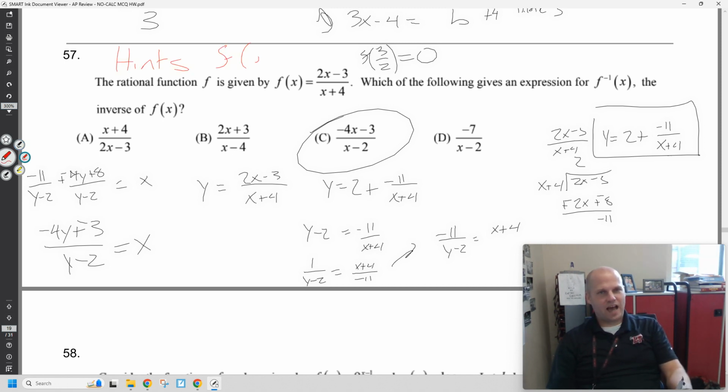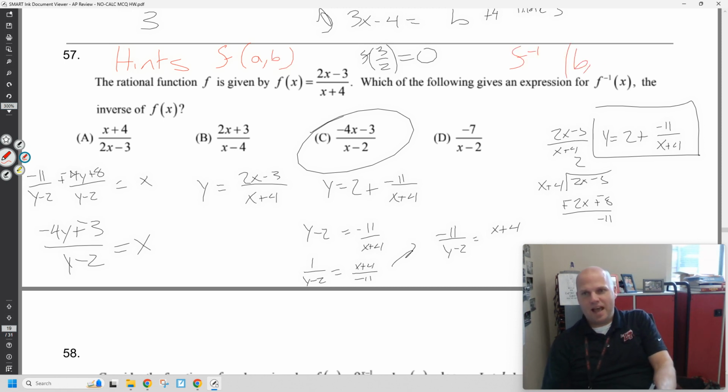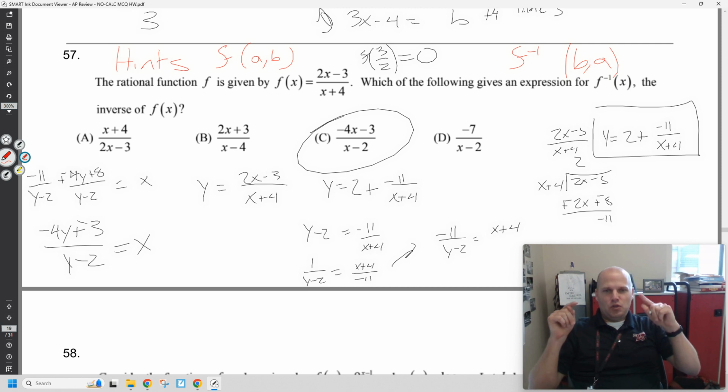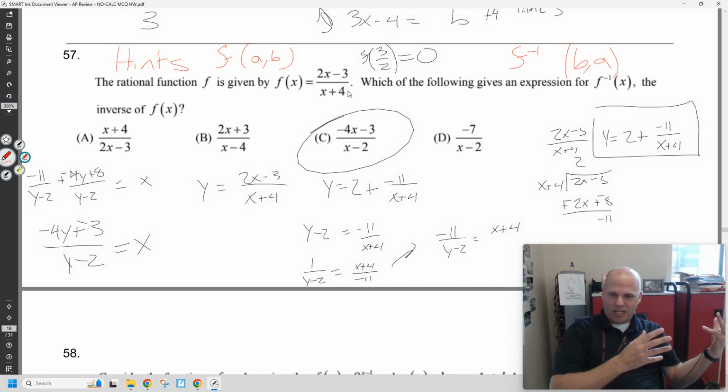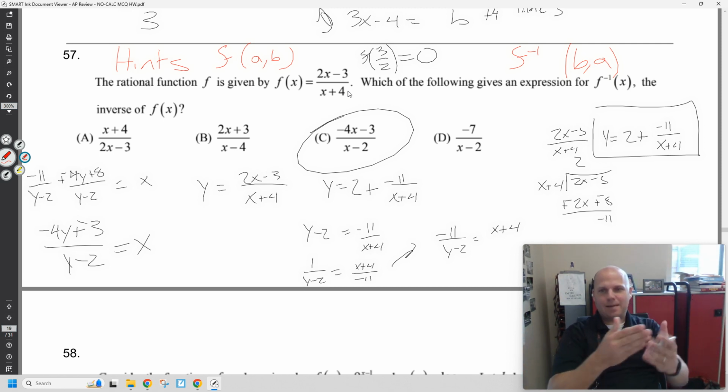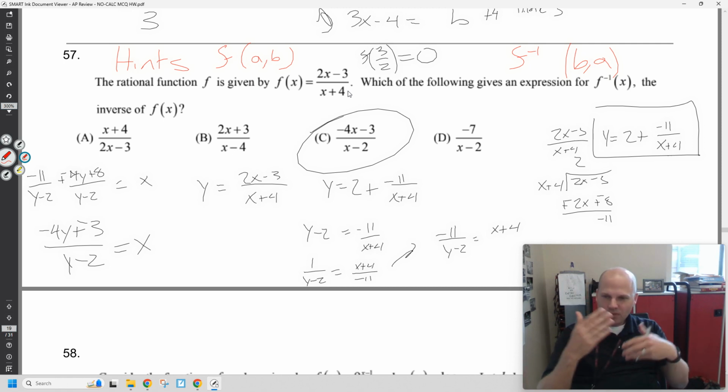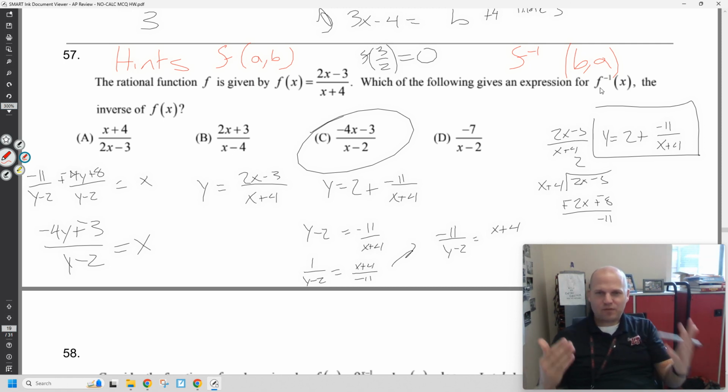If f's got (a, b), f inverse has got (b, a). This is not easily solvable for x because x is not isolated. If you multiply both sides by x plus 4, you have this y times x plus 4. You actually have to divide to find the inverse by hand, and then it gets complicated.